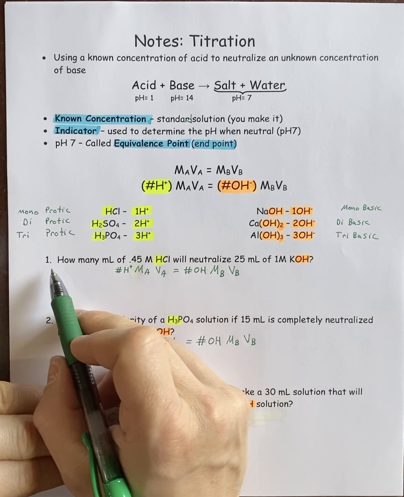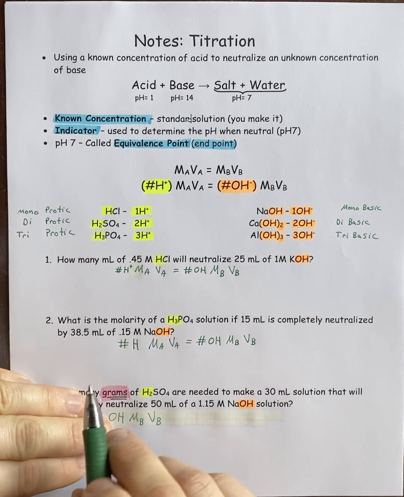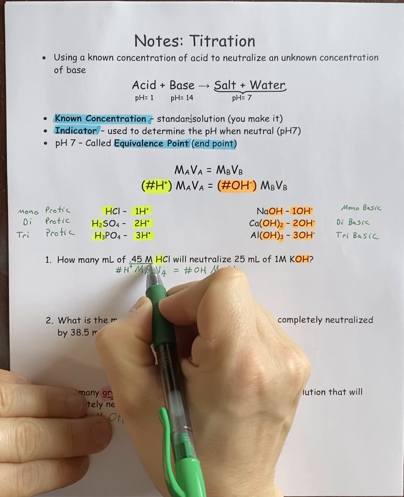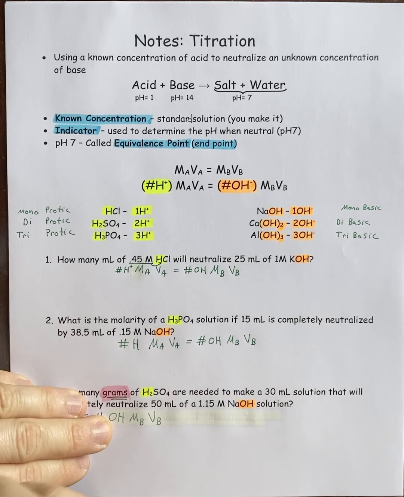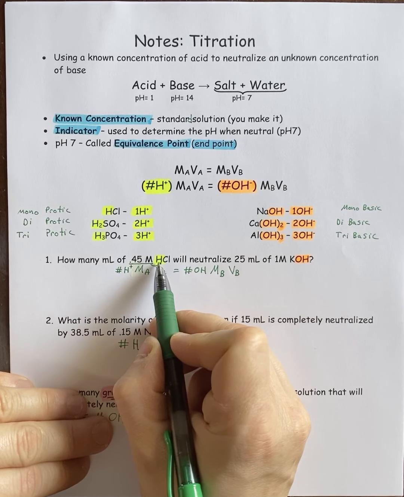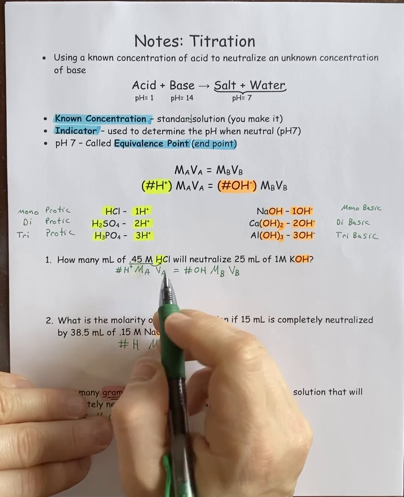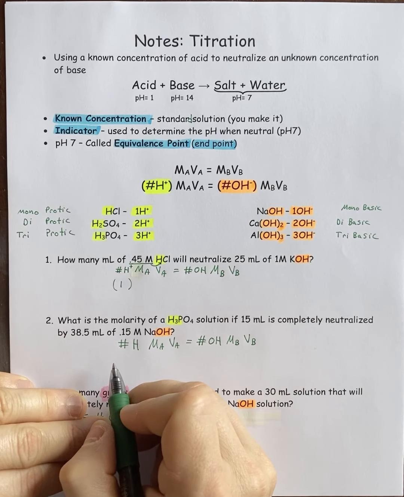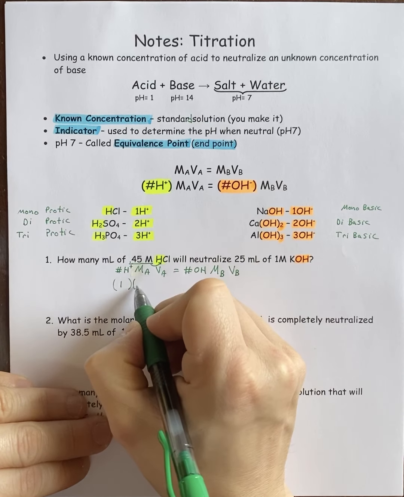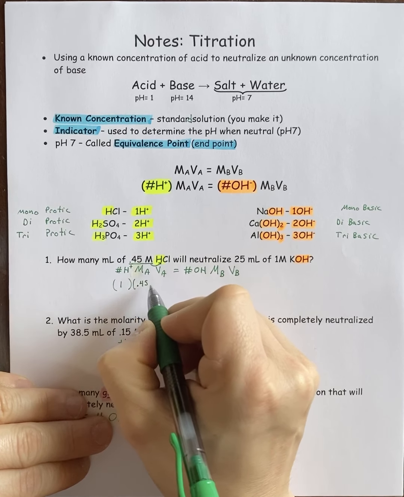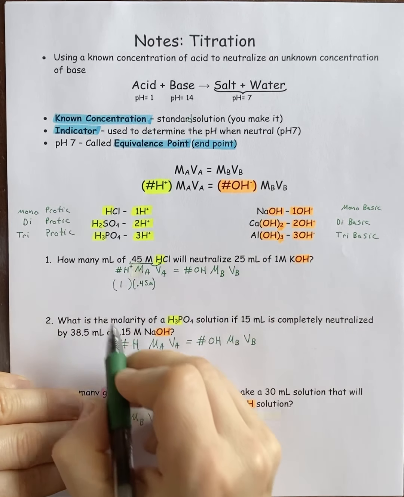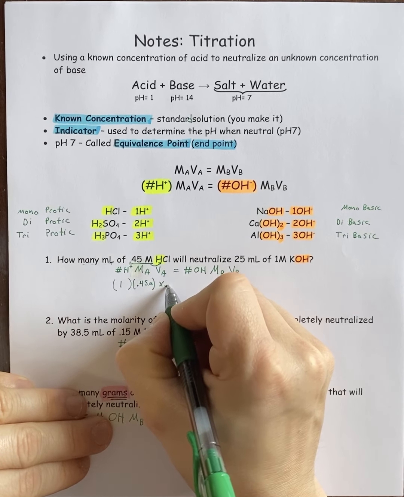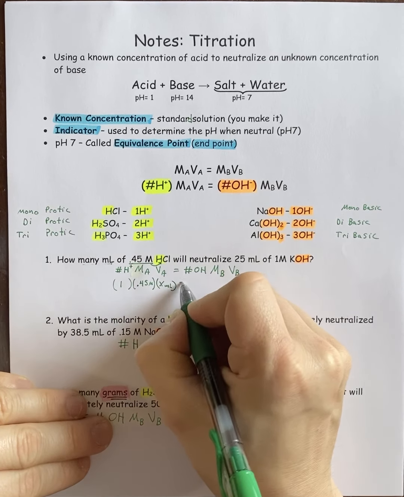So the first practice problem says how many milliliters of 0.45 molar. So if you notice, this is the molarity of this acid, and that acid is specifically monoprotic. So look at what I found out so far. So here's my formula. I know it only gives off 1 H+, so that's good. I know my molarity is 0.45. You can put the unit in there. And they want to know how many milliliters. So there's my volume.